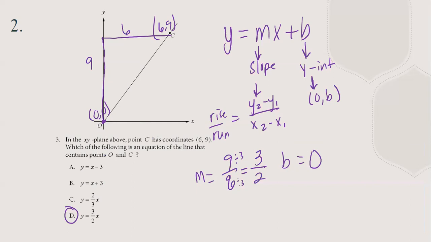Okay, remember when you're rising and running, when you rise, that's positive. When you run to the right, that's positive. If you fall, that's what? Negative. And when you run to the left, that is negative, okay? Keeping that in mind, here's yours.